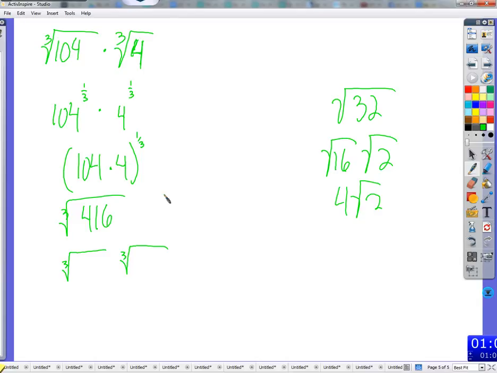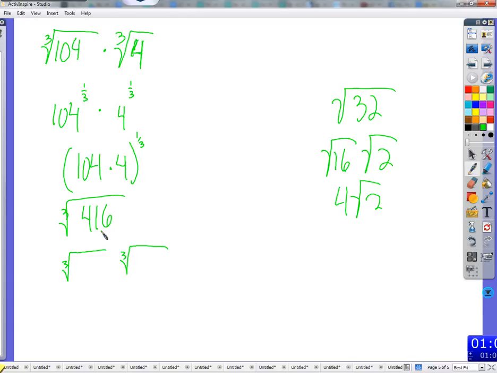We get back down to 216 and 125. Do you think 125 goes in here? No, it doesn't. It ends in 5 or 0, so definitely not. So what was it before 125? 64. You tell me, is 64 going into 416? Well, it does, 6.5 times.